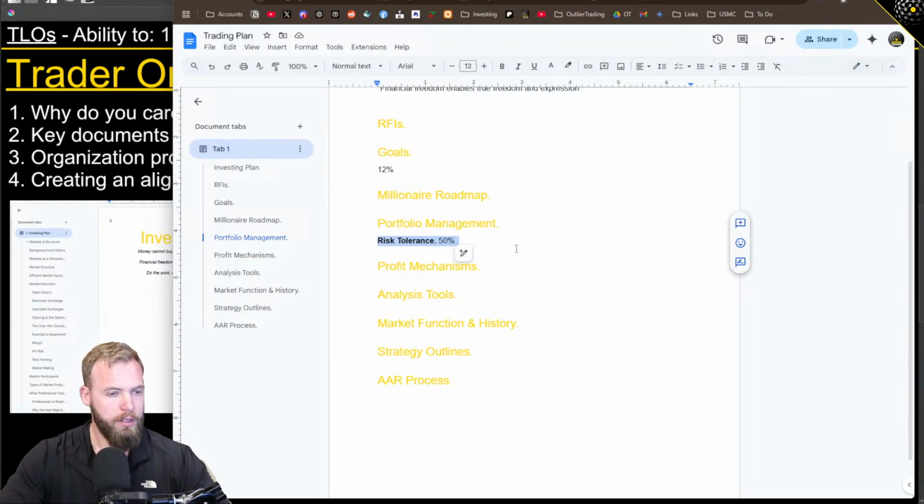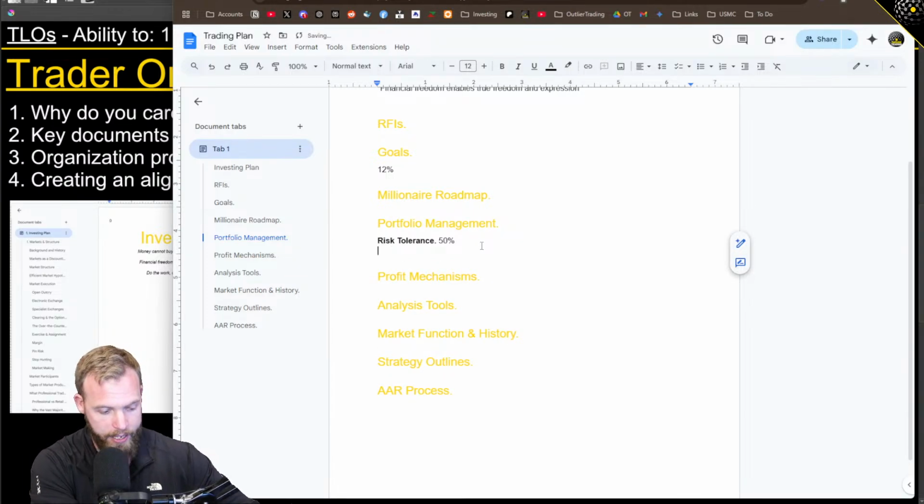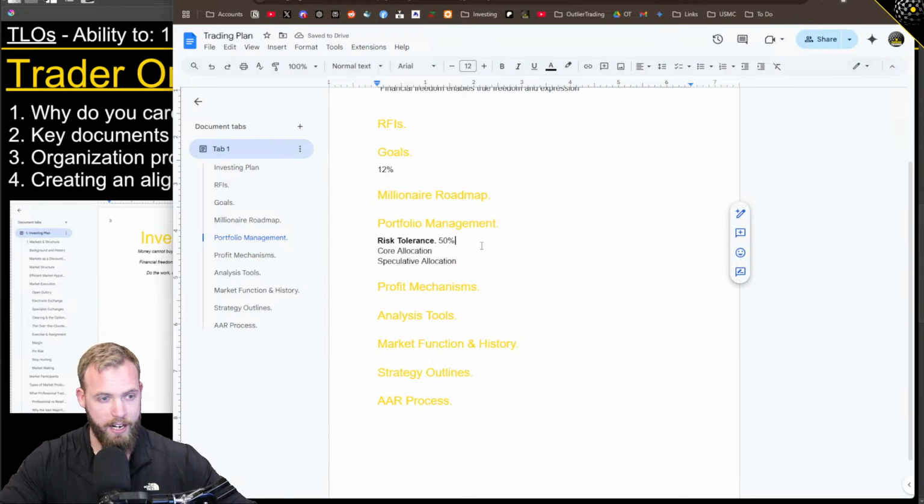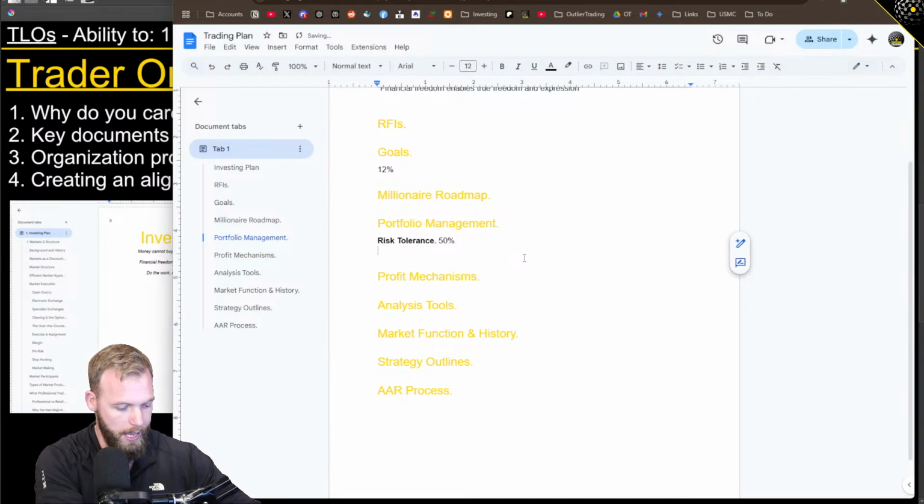Does this part make sense so far? The risk tolerance. Then from there, I split my portfolio. Core allocation, speculative allocation. And then based on your strategies, you have to figure out how much each of these could potentially make. In the beginning, you don't have to worry about any of that. You need to figure out your risk tolerance, and you need to figure out a portfolio circuit breaker.